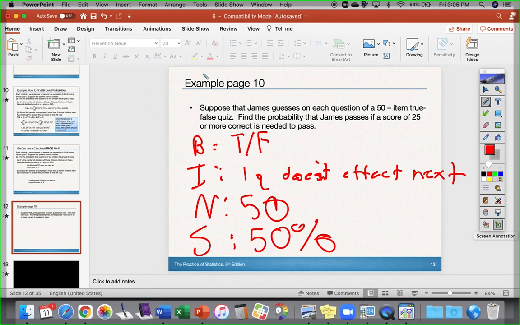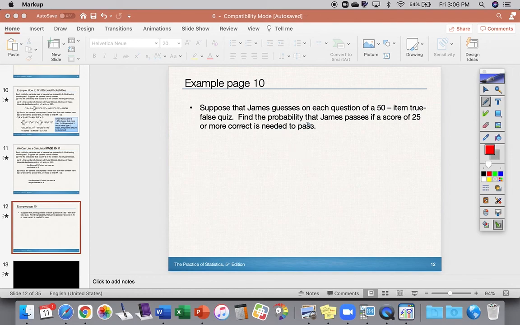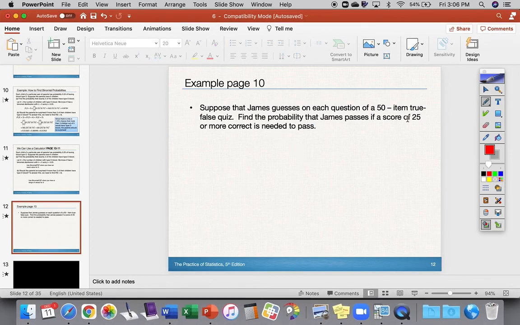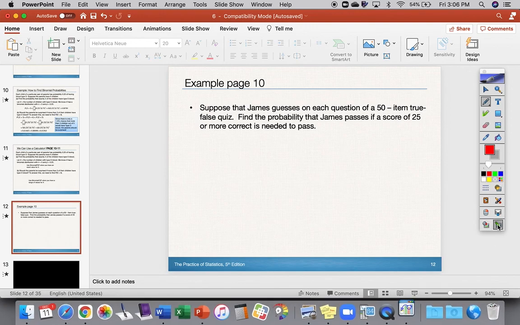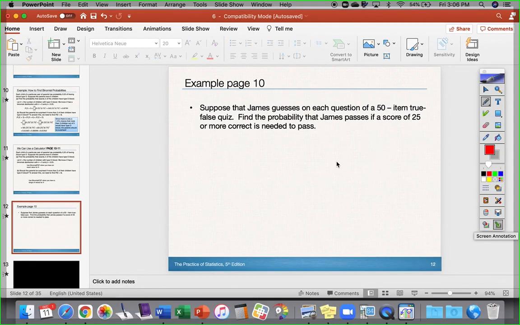Okay, what is the probability that he passes if a score of 25 or more is needed to pass? Different. Not more than 25. 25 or more is needed to pass. So I could do a binomial PDF of 25, 26, 27, 28, 29, 30, 31, 32, all the way to 50 and add them together. Terrible decision. What I could do is a binomial CDF.